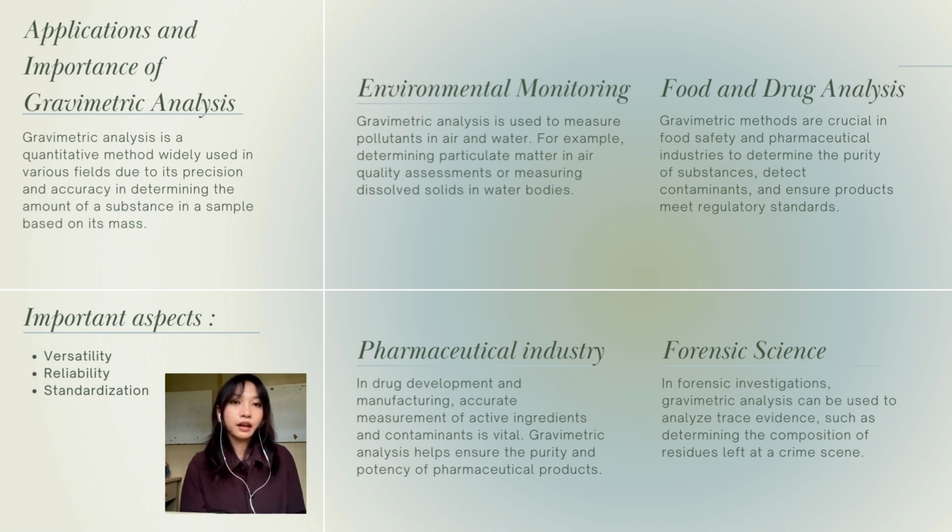In the development and manufacturing of drugs, the accurate measurement of active ingredients and also contaminants is absolutely crucial. Gravimetric analysis helps to ensure the purity and potency of pharmaceutical products. In the food industry, gravimetric analysis is employed to determine the composition of food products. For example, it can be used to determine the fat content in dairy products and the mineral concentrations in nutritional supplements. Last but not least, in forensic science, gravimetric analysis is used in investigations to determine the composition of trace elements or substances found in a crime scene.